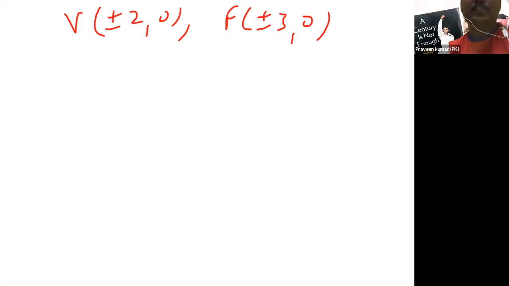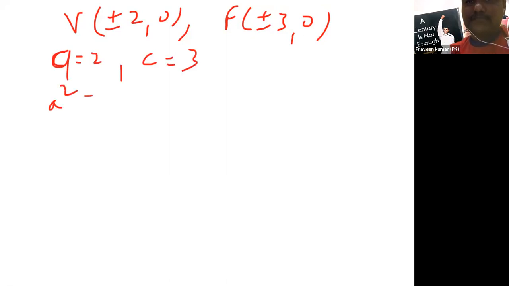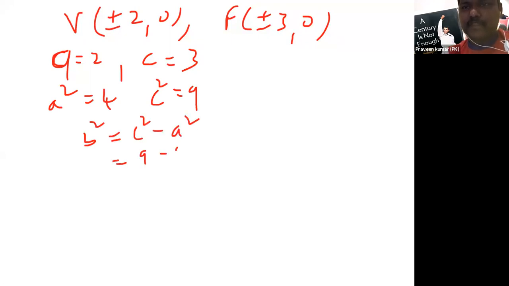Good. Vertex means it is C. So A is 2, C is 3. A square is 4, C square is 9. B square equals C square minus A square, 9 minus 4. B square itself is 5.